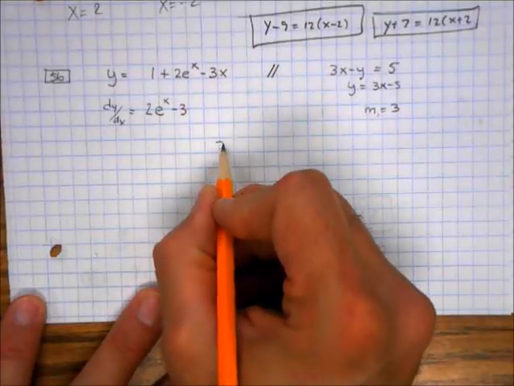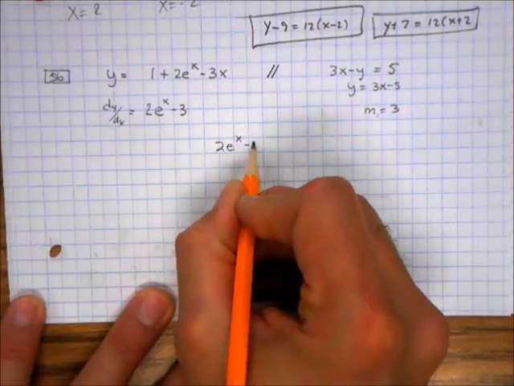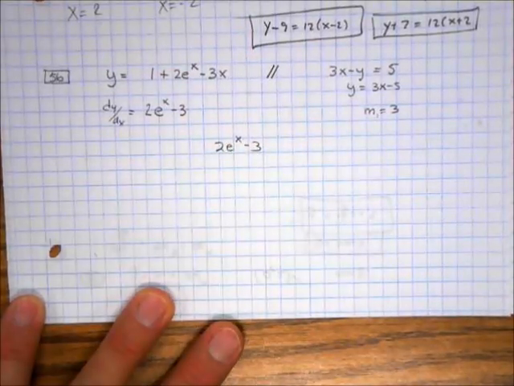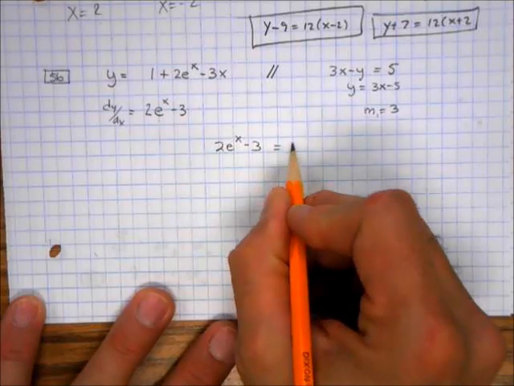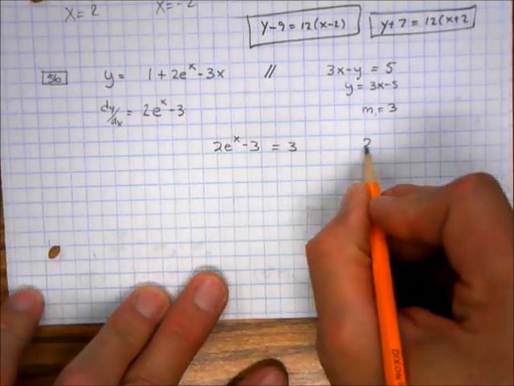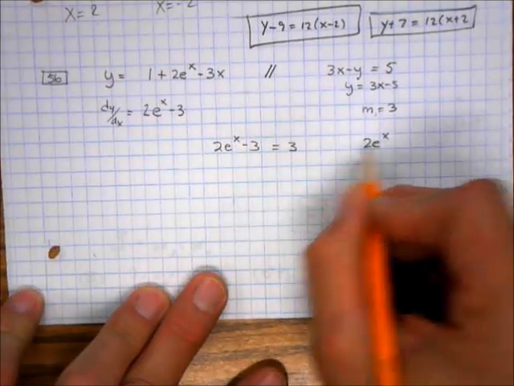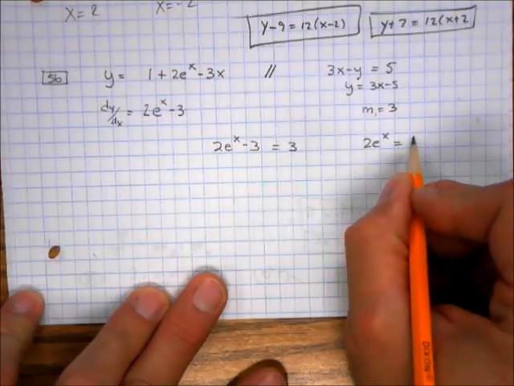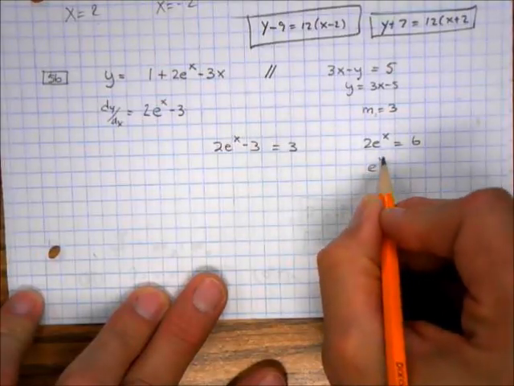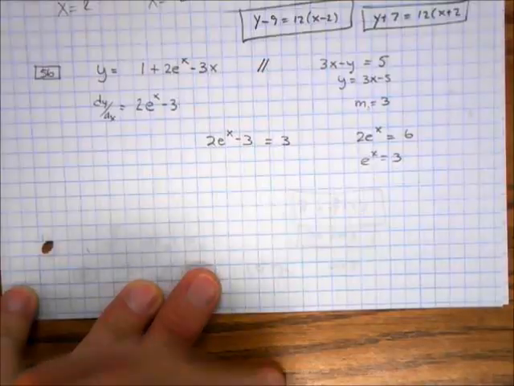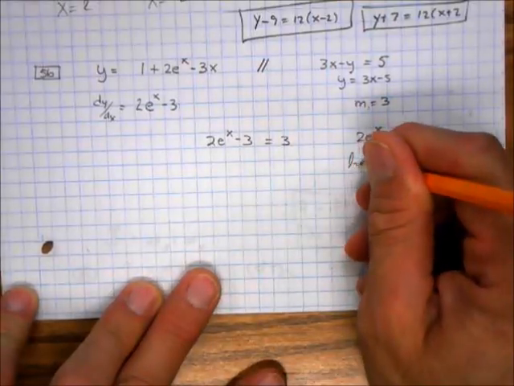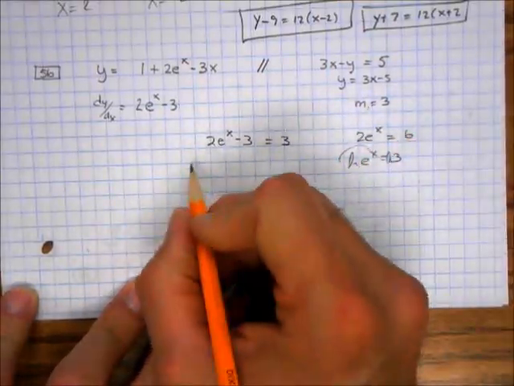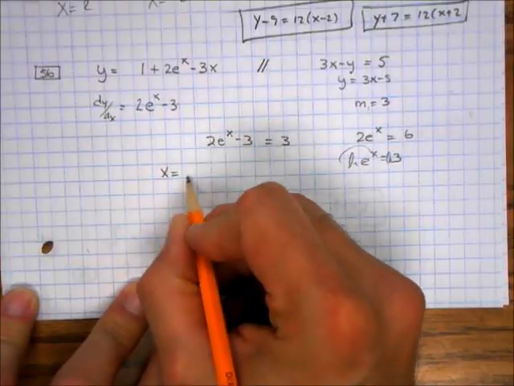All right. So now if I set these two equal to each other, because this slope is parallel to this slope, 2e^x minus 3 is equal to 3. So 2e^x, add 3 to both sides, is equal to 6. Then divide by 2, e^x equals 3. So we're going to natural log both sides.